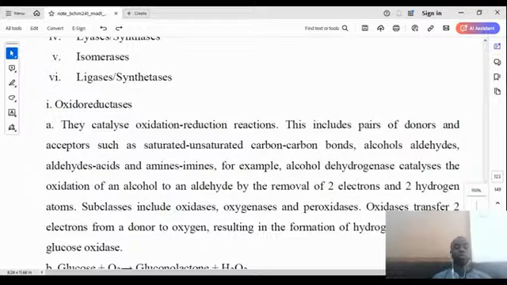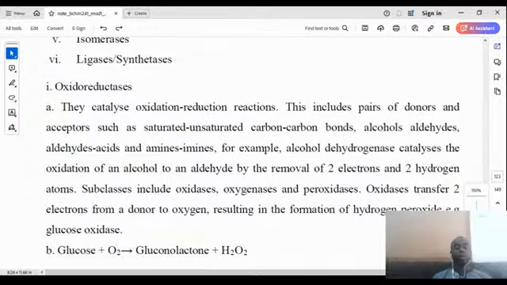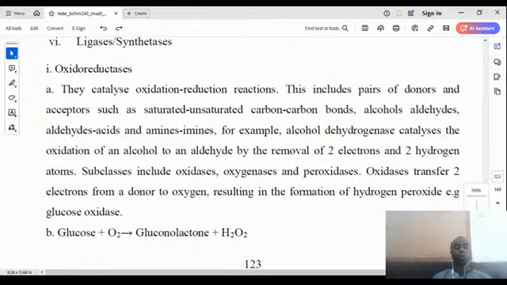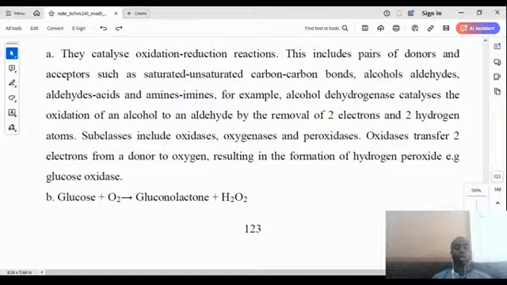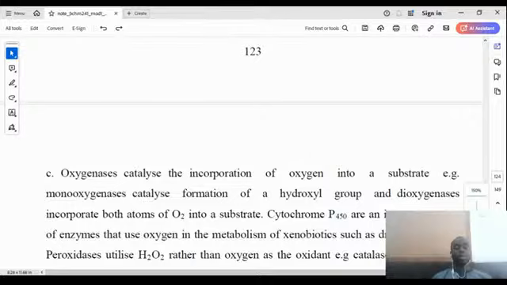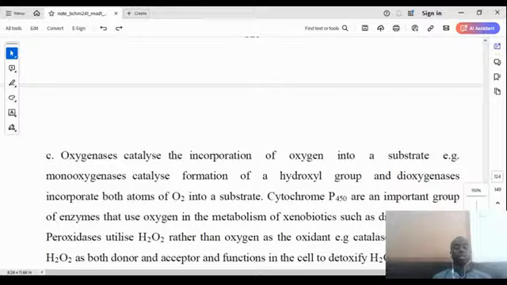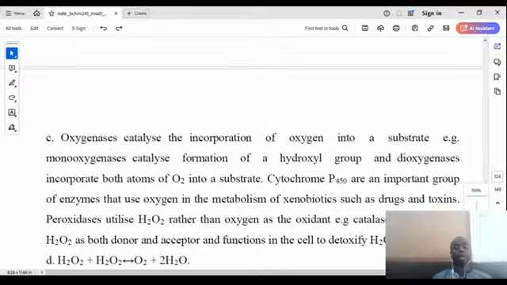Subclasses include oxidases, oxygenases, and peroxidases. Oxidases transfer 2 electrons from a donor to an oxygen molecule, resulting in the formation of hydrogen peroxide. For example, glucose oxidase: glucose plus oxygen forms gluconolactone plus hydrogen peroxide. This is catalyzed by glucose oxidase. Another is oxygenases, which catalyze the incorporation of oxygen into a substrate, e.g. monooxygenases catalyze formation of a hydroxyl group, and dioxygenases incorporate both atoms of oxygen into a substrate.